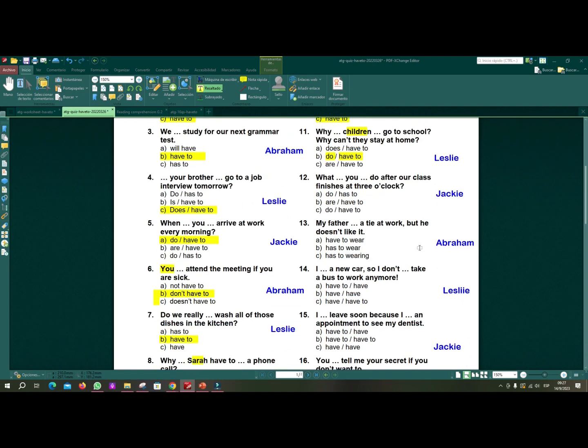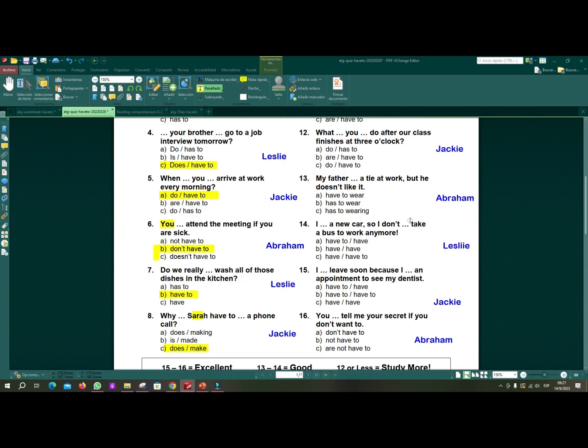Nice. Miss Jackie, 12. Which could be that one? What do you have to do after our class finish at 3 o'clock? Excellent. So letter C, right, Miss Jackie? Nice. So what do you have to do after our class finished at 3 o'clock? Nice. Mr. Abraham, 13.